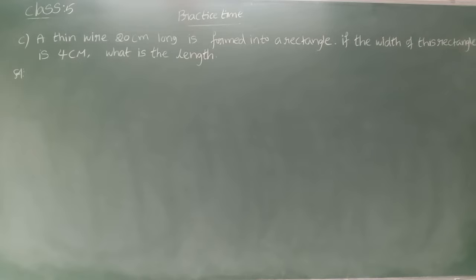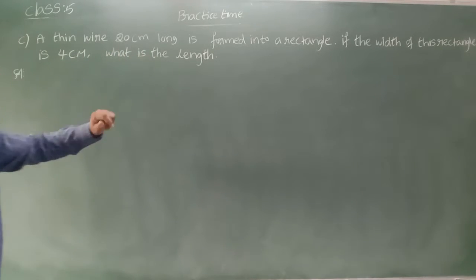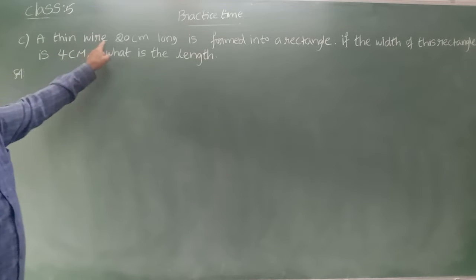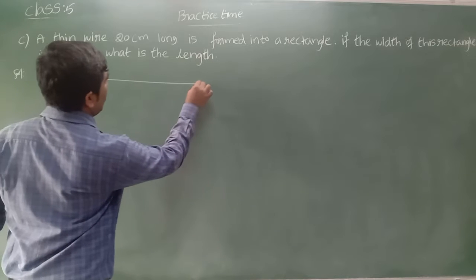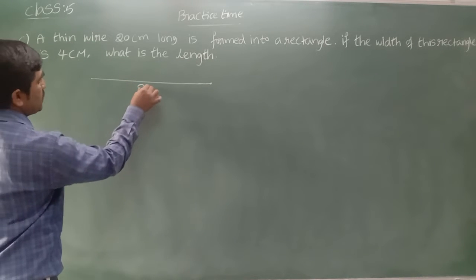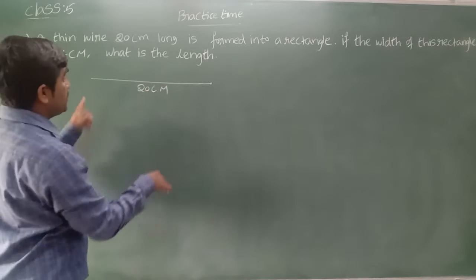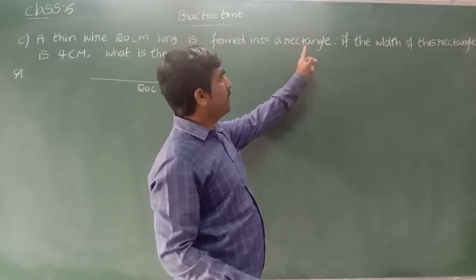Children, you can see one more example, one more application based on the area and perimeter of a rectangle. A thin wire is 20 centimeters long. With the help of this wire, they made a rectangle.